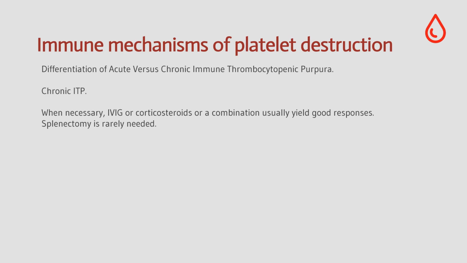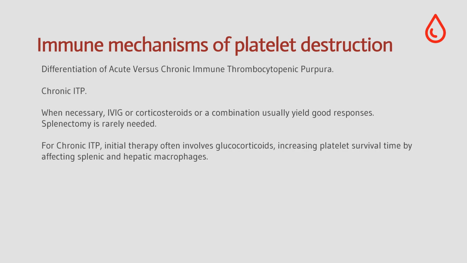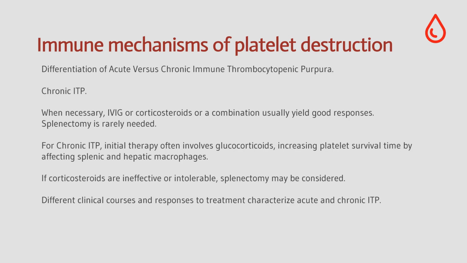Splenectomy is rarely needed. For chronic ITP, initial therapy often involves glucocorticoids, increasing platelet survival time by affecting splenic and hepatic macrophages. If corticosteroids are ineffective or intolerable, splenectomy may be considered. Different clinical courses and responses to treatment characterize acute and chronic ITP.